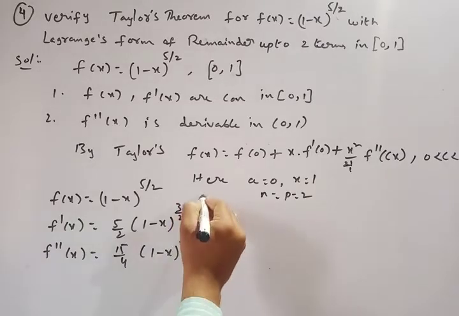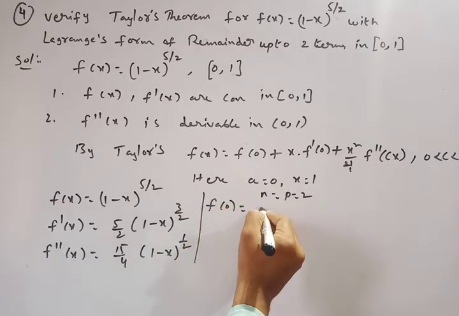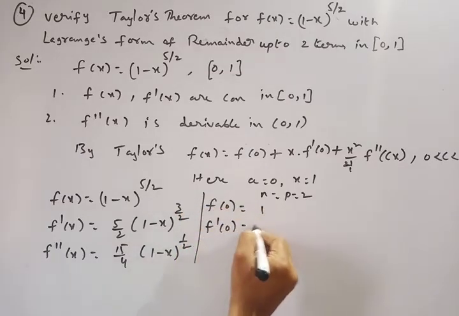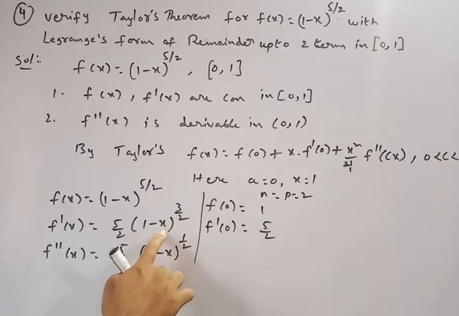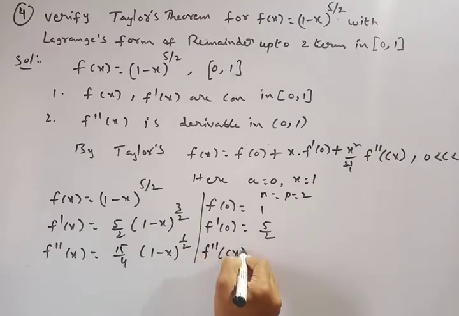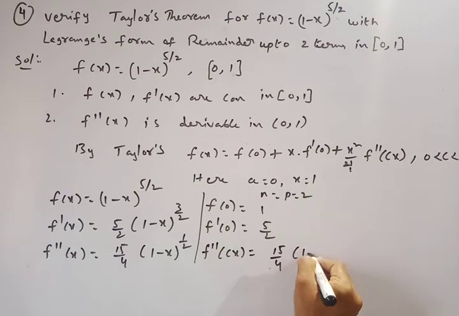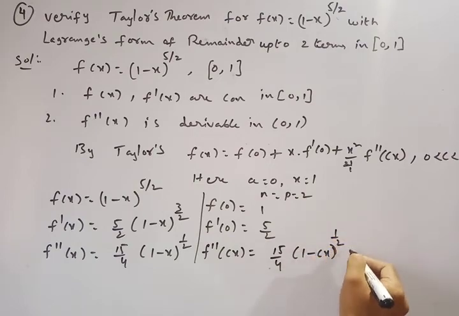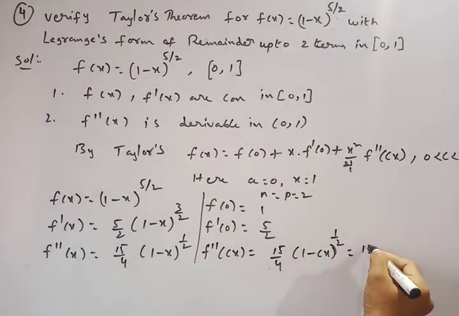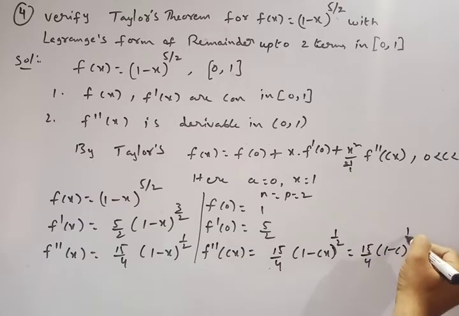So now what do I need? I need f of 0. What is f of 0? 1. I need f dash of 0. f dash of 0 is how much? If in place of x I write 0, (1 minus 0) whole power 3 by 2, which is 1. Next I need f double dash of cx. If I take x is equal to 1, so 15 by 4, (1 minus c) whole power 1 by 2, correct.